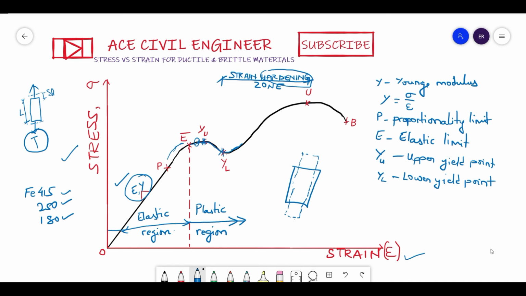So that's why the strain tries to be decreasing as you keep increasing the load, and at the same time the material tries to get hardened out. This is why it is called a strain hardening zone. So in this zone, friends, you just observe the curve here.